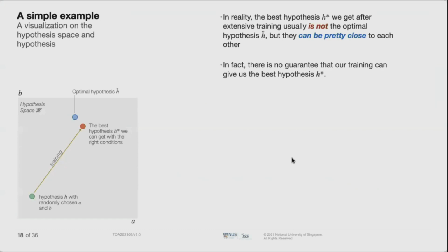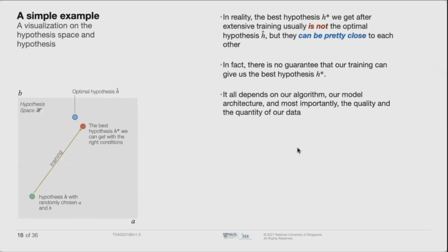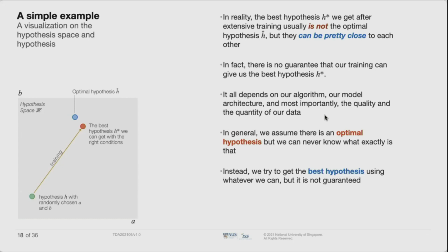In fact, there is no guarantee that our training can even give us the best hypothesis H asterisk. To get just the best hypothesis H asterisk, we have to get things right on our algorithm, our model architecture, and more importantly, we need to make sure our data is sufficient and the quantity is large enough. In general, we assume there should be an optimal hypothesis, but we can never know what exactly that is. In other words, we believe the optimal hypothesis does exist. That's the reason we are working towards it. In training, we just try to get the best hypothesis using whatever we can, but this is not guaranteed.